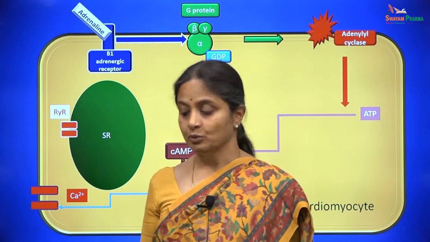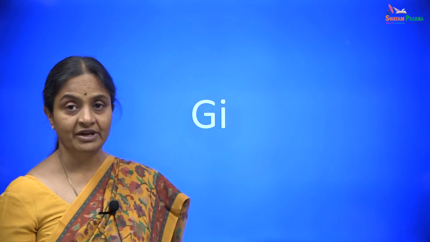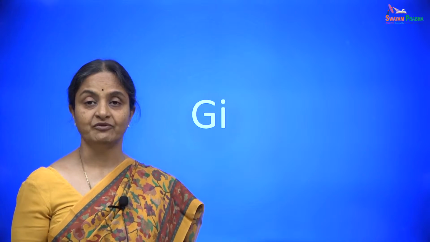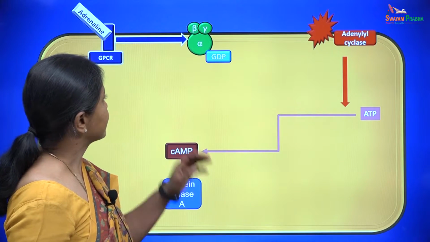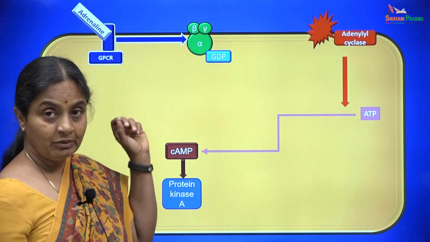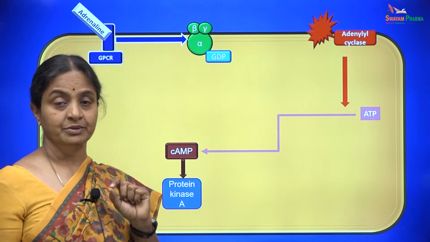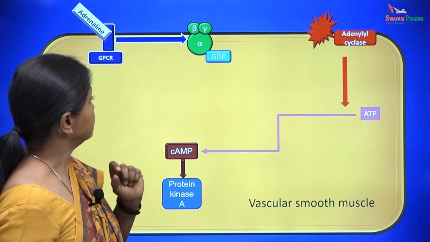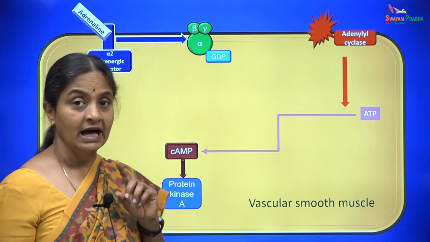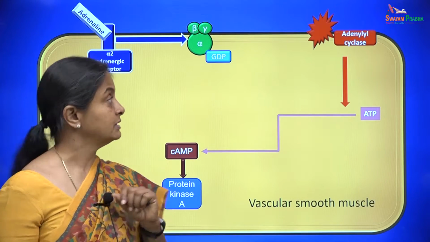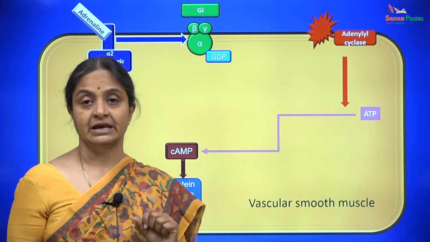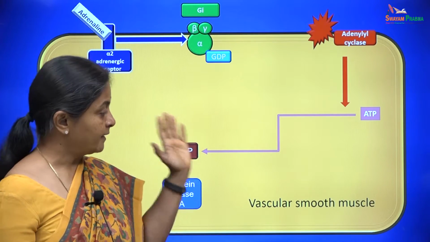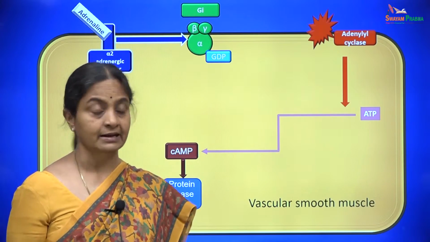The next one we will see is the pathway involving the Gi subtype of G-protein. We will use adrenaline again as our example. The receptor in this case is the alpha-2 adrenergic receptor. It is coupled to the Gi subtype of G-protein. The case is a vascular smooth muscle cell.